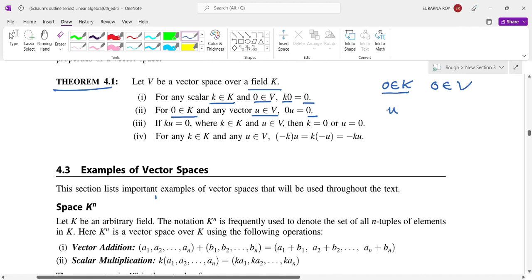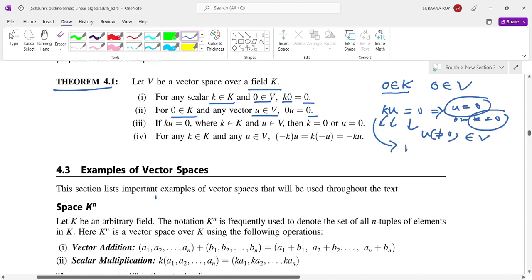If we multiply u by k, that is ku, where k is a scalar and u is a vector, and it equals 0, then this will imply either u equals 0 or k equals 0. So either the vector will be 0 or the scalar will be 0. If in this equation it is given that u is a non-zero vector, then from this we conclude that k is 0.